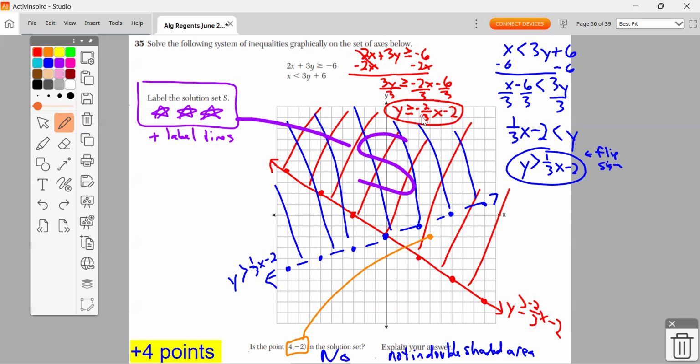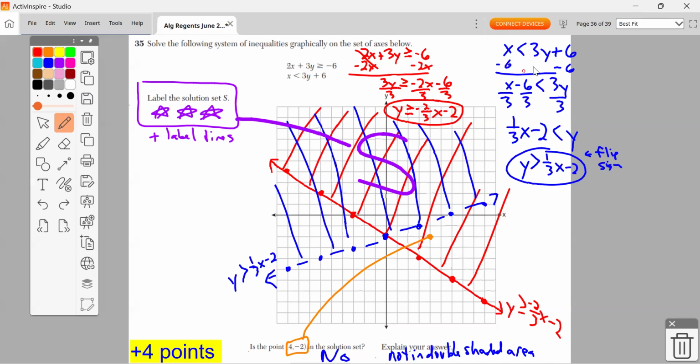When we go to graph it, type that into your y equals, second in table for your points. It is a solid line because of the or equal to. We're shading above because it's greater than. Make sure you have your arrows and make sure that you label it.